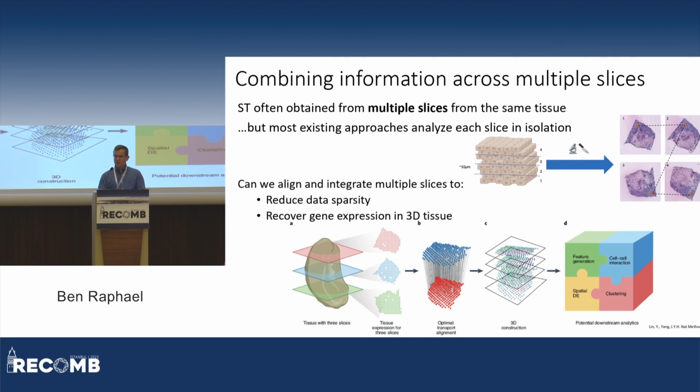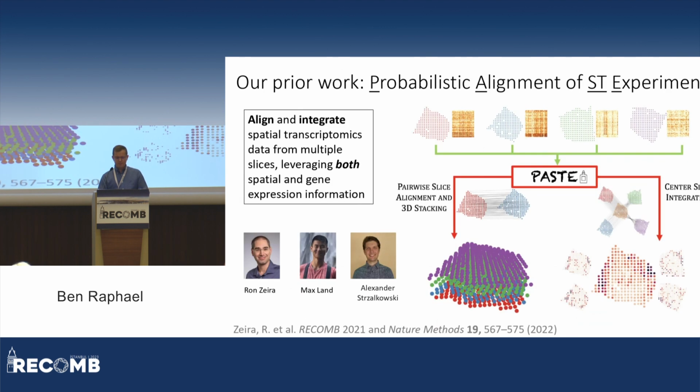And then you could use this combined data for all sorts of downstream applications: cell type discovery, cell-cell communication, et cetera. This figure right here is from a News and Views piece that was part of our paper, where we first did this alignment with a method called PASTE. This was at RECOMB two years ago and then published in journal form last year. The idea is we take multiple spatial transcriptomic slices and align them pairwise first, and then we can stack these alignments in 3D, or we integrate all the slices into a single center consensus slice to help overcome the sparsity.